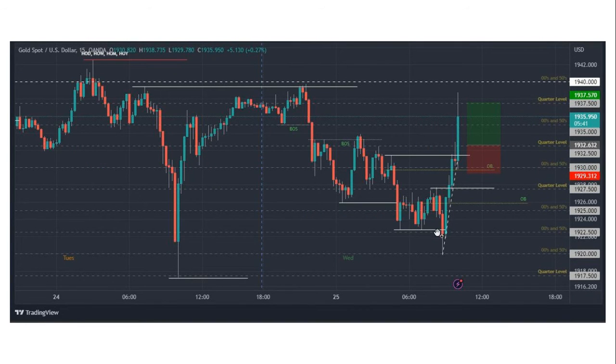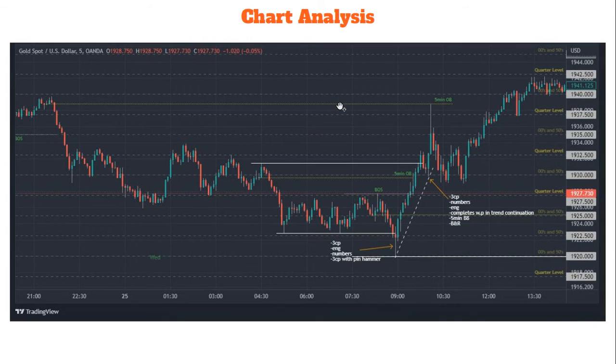This is the 15-minute time frame. As you can see, price is really bullish. And here we have a W pattern in trend continuation. In the previous video, I do explain and show other examples of this specific setup. And here we have a three candle pattern with the bullish engulfing candle reacting off of the 1922.5 level. And we have this pin hammer after the three candle pattern.